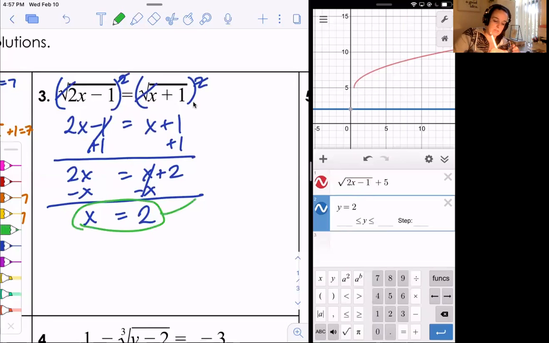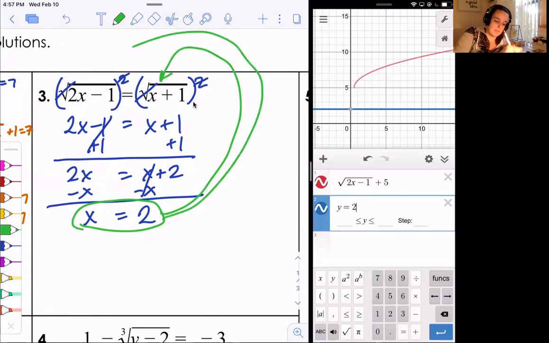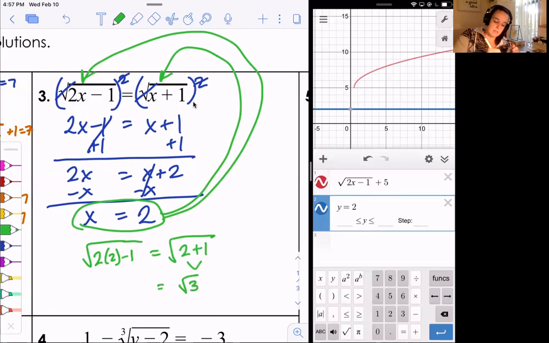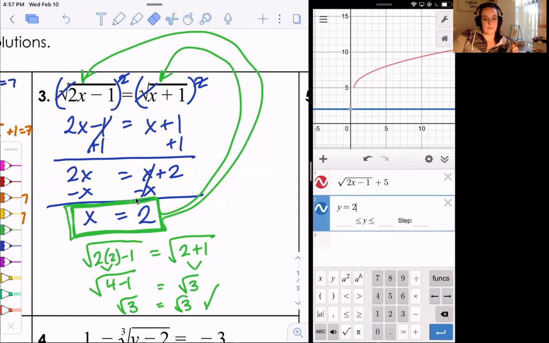Because as we saw in the last one, they don't always work, right? So I'm going to put it into both locations here. So square root of 2 times 2 minus 1 should be equal to square root of 2 plus 1. 2 plus 1, square root of 3. This should be 4 minus 1 is square root of 3 equals square root of 3. Those things are true, and therefore I know that 2 is my correct answer, right? 2 is a correct answer. We don't have to be worried, that's not extraneous, right? So 2 is our correct answer.